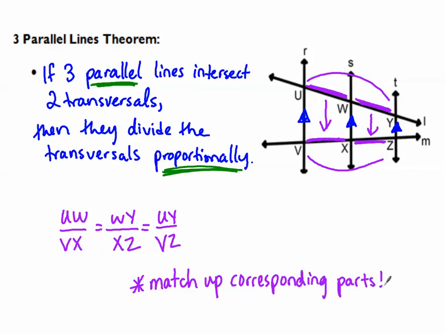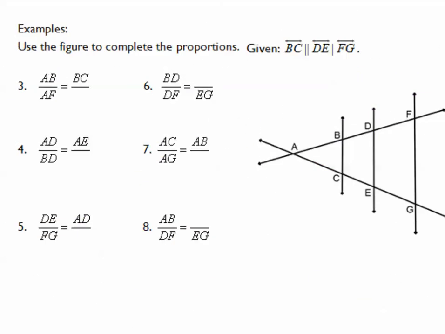Let's try a little practice on the next page. Feel free to pause this, come back, check your answers, see how you did. Use the figure to complete the proportions, complete them. Given we've got three pairs of parallel lines, parallel, parallel. So this is parallel to this and to this. B, C, D, E, F, G, three sets of parallel lines.